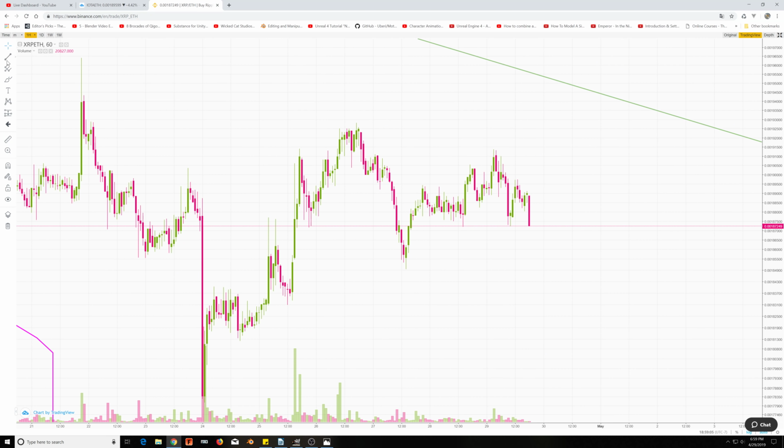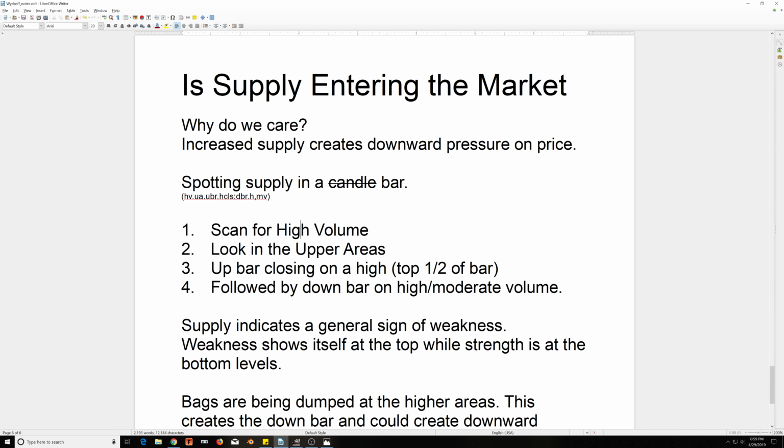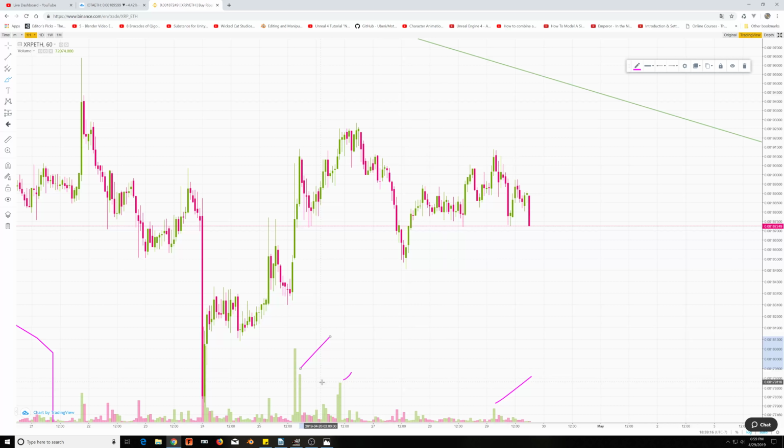So we scan down here, first step. We're scanning the high volumes and we're looking in the upper areas. So these need to correspond to upper areas. This one was in an upper area, but that's something different with that large of a spike, okay? Because it's following these other bars going up, that's something else.